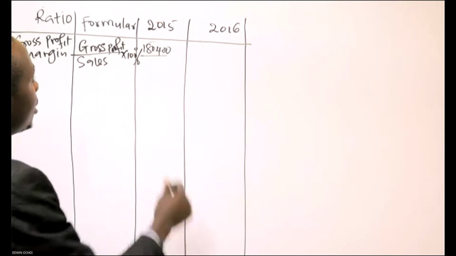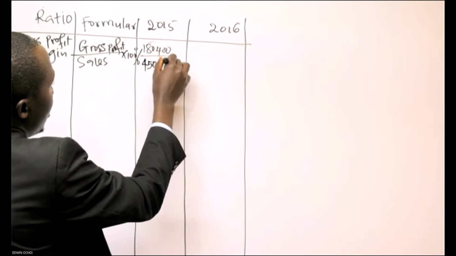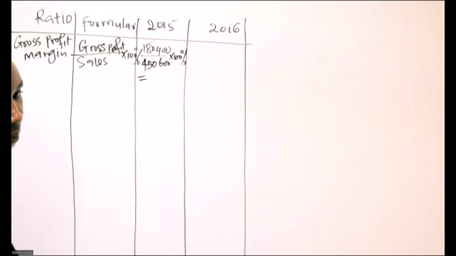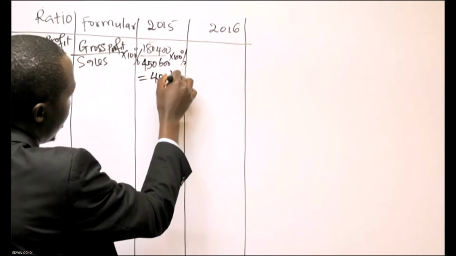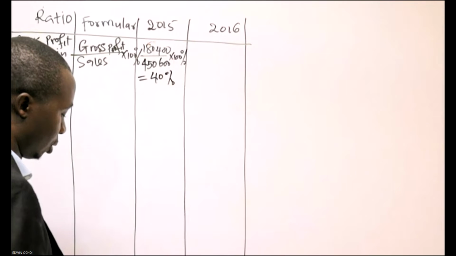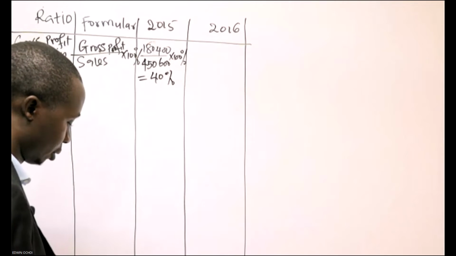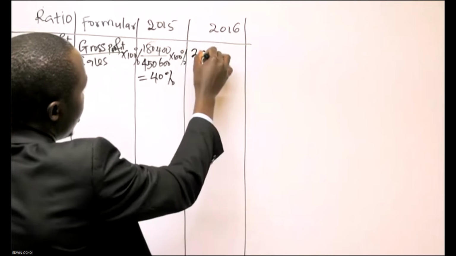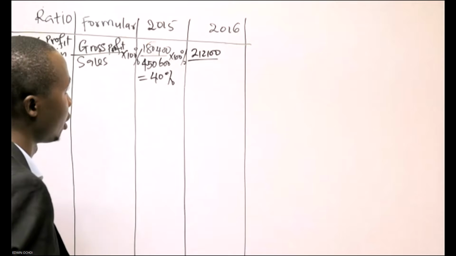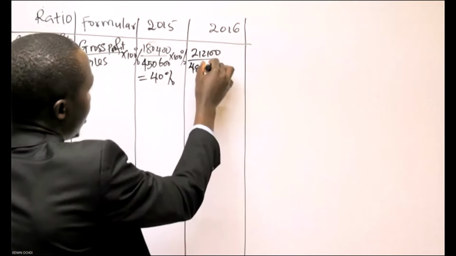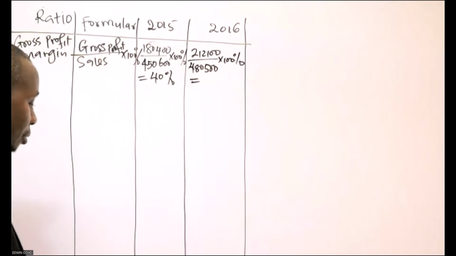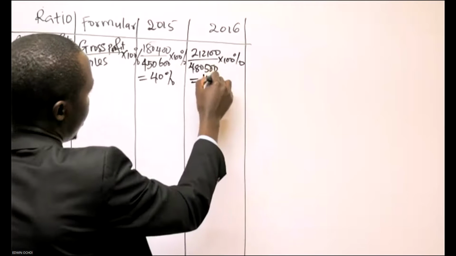450. 600. And times 100%. Give me the answer here. 40%. So you do the same for 2016. It's all about 212. You divide by your sales, which is 8,500, times 100%. So here the percentage is 44%.